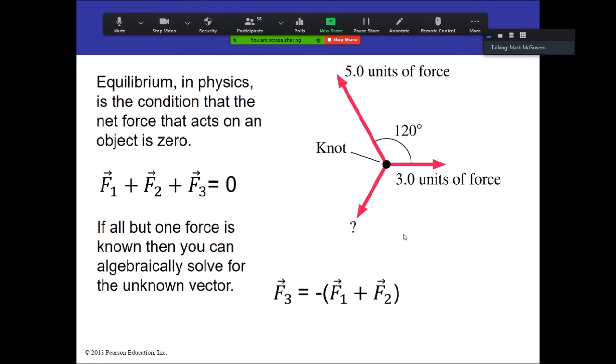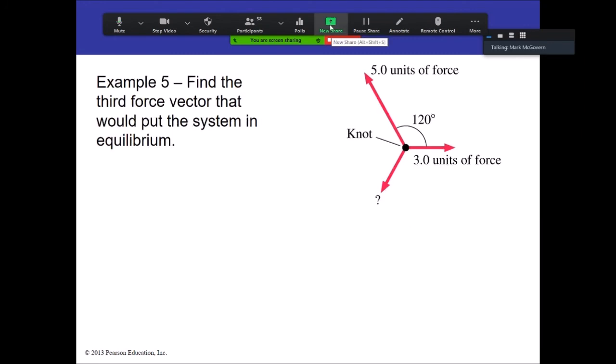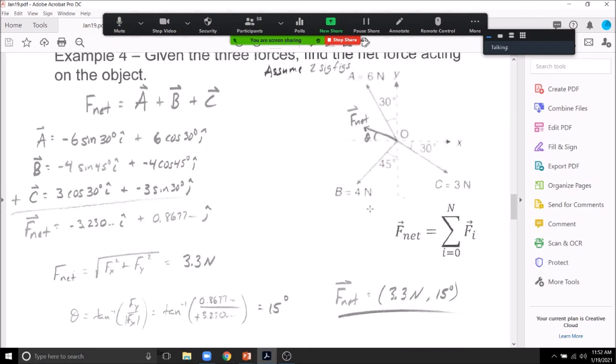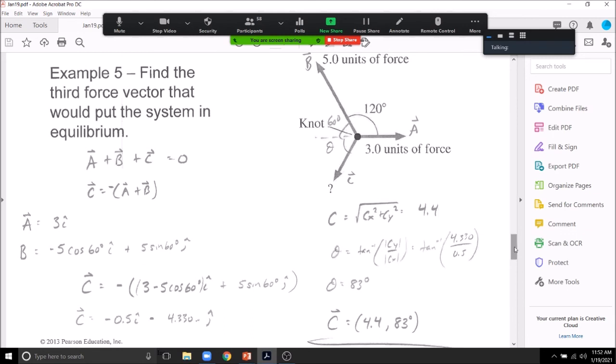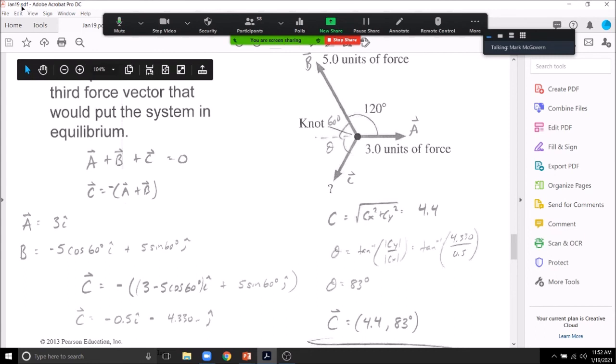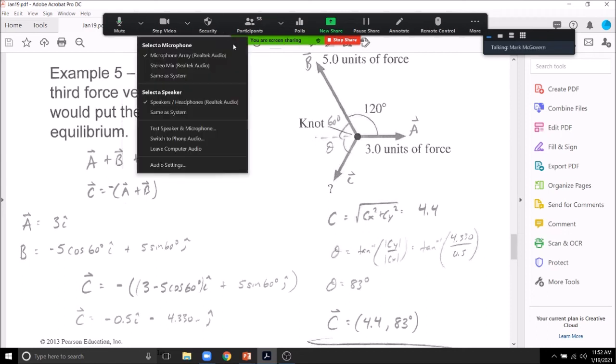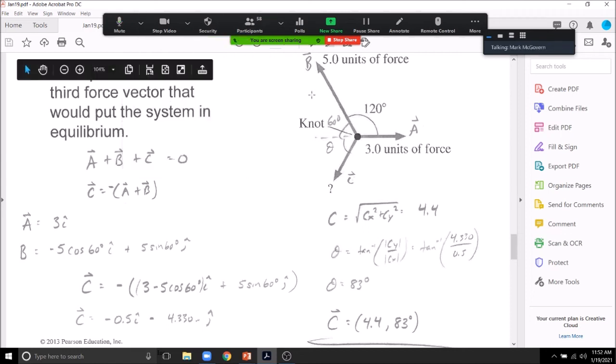So let's go ahead and do this problem. Given the two vectors, I want to find a third vector that puts the system in equilibrium. So again, I'm going to label these vectors A, B, and C, according to the picture here. I add them up. I want that to be equal to 0. That means vector C is going to have to be the opposite of A plus B. Well, I got to specify what A and B are.